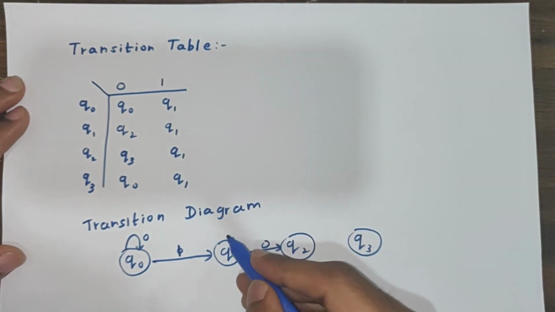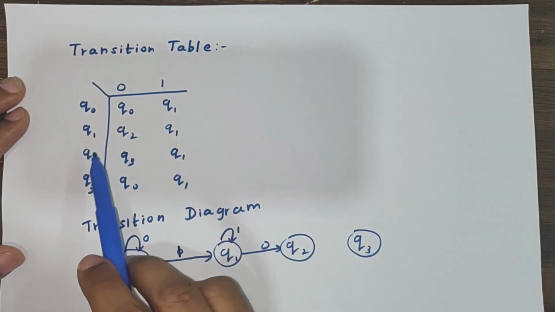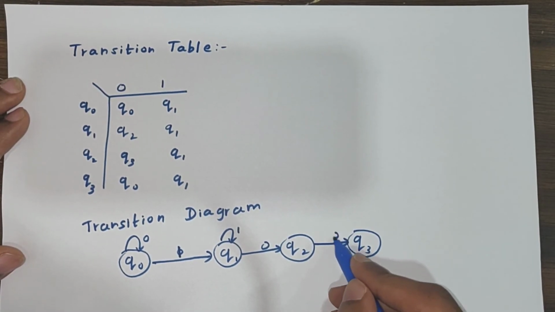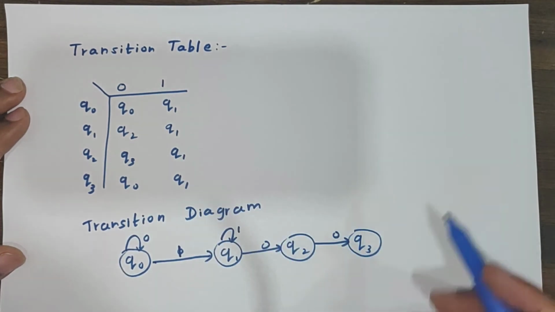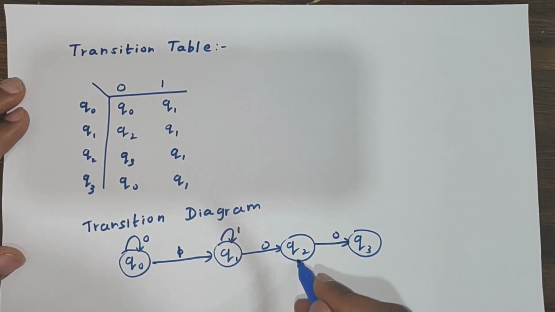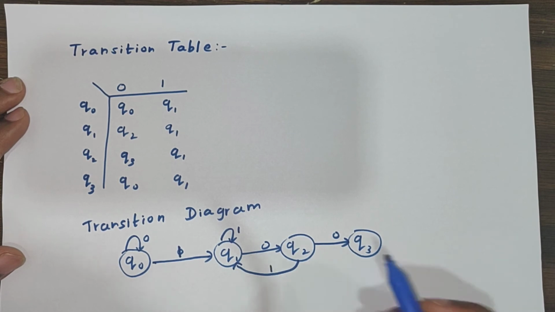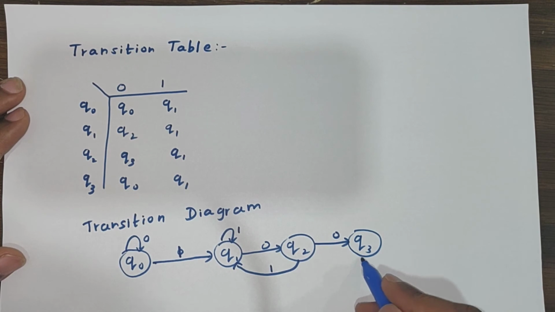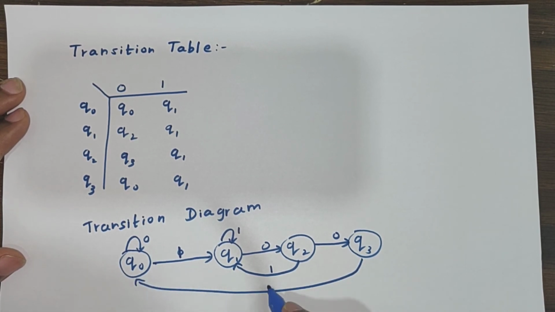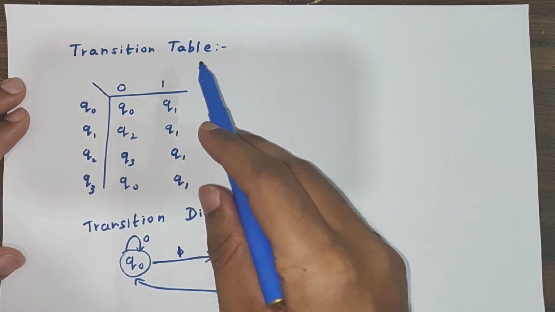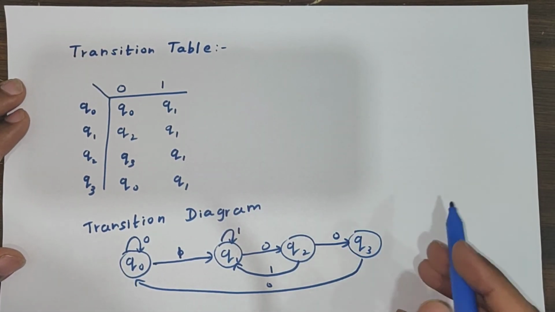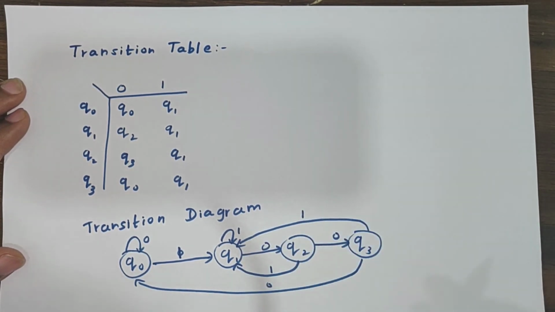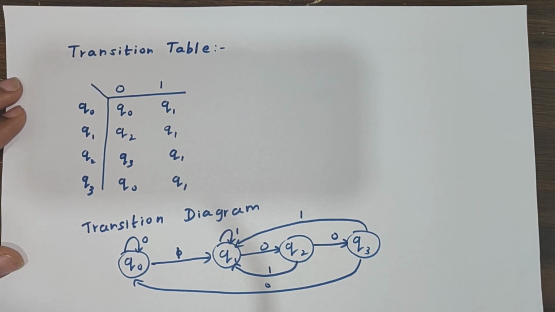Q1 on 1 goes to Q1. Q2 on 0 goes to Q3. Q2 on 1 goes to Q1. Q3 on 0 goes to Q0, and Q3 on 1 goes to Q1. Now we have the transition diagram.